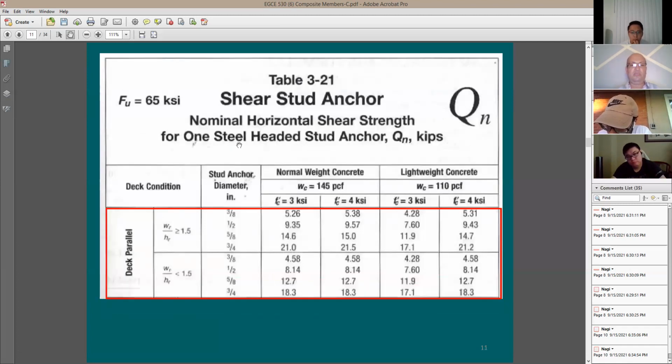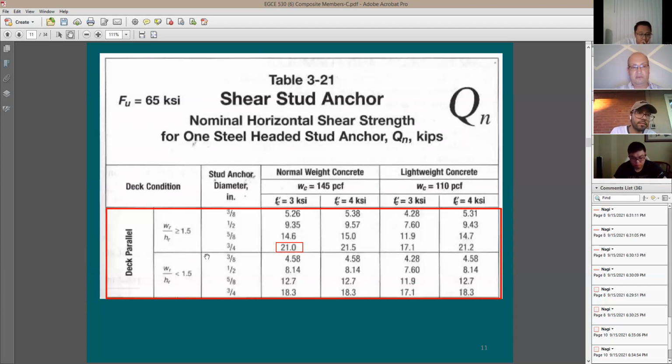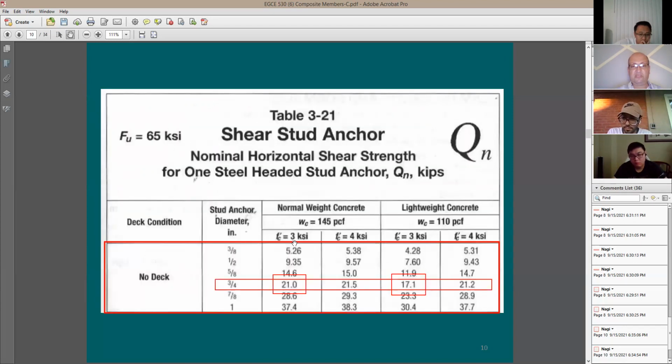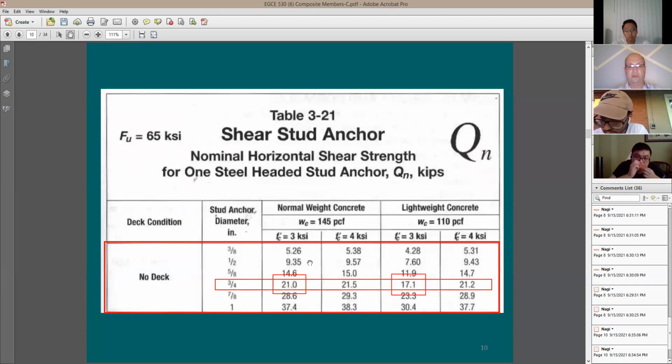Okay, this is when the deck is parallel. So let's do this trial, a kind of a test. 3/4 inch, normal weight concrete, 3 KSI, 21 kips. Let me go back here. Remember, deck parallel, 3 KSI, 3/4. Parallel, 3 KSI, okay, it's the same. So when the beam is parallel to the metal deck ribs or flutes, it's going to perform very similar to when you have just a concrete slab and no metal deck. Look at the values: 21, it's going to be 21. 5/8, 14.6, 14.6. So it's going to be the same.